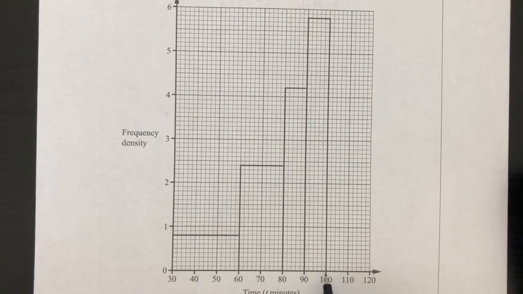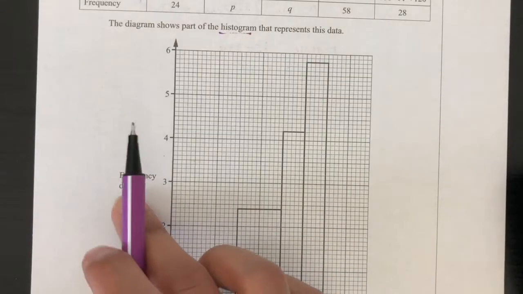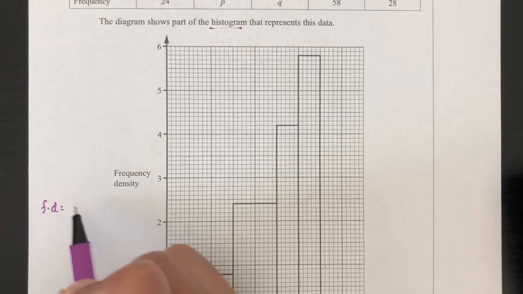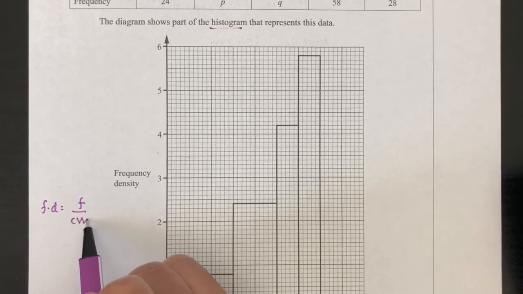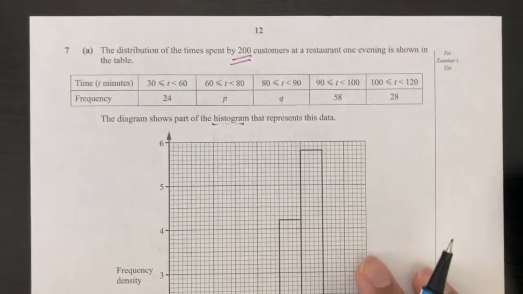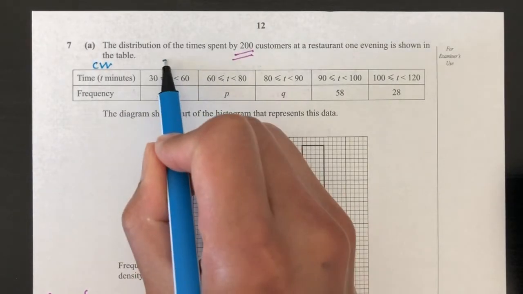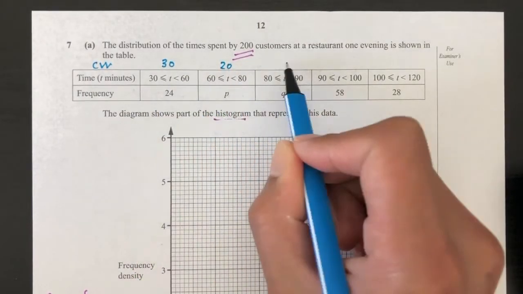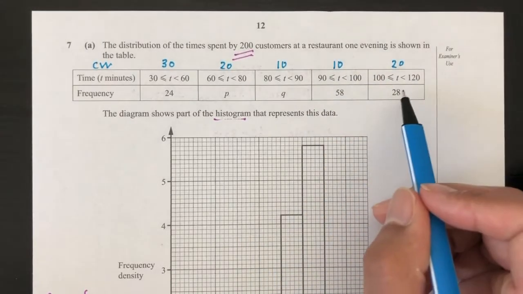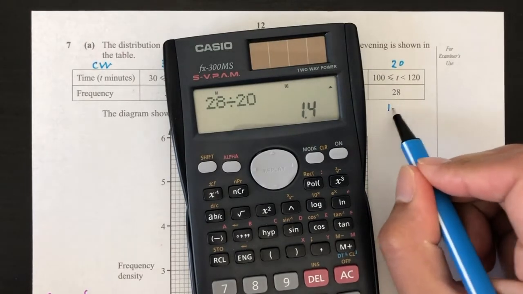So we have until 100. So only the last group is missing. So how do you find frequency density? The formula is frequency density is frequency divided by class width. So let's find the class width first. What is the class width of each class? Here we have 60 minus 30, 20, that will be 10, that will be 10, and that will be 20. So frequency divided by 20, so 28 divided by 20, that will be 1.4.